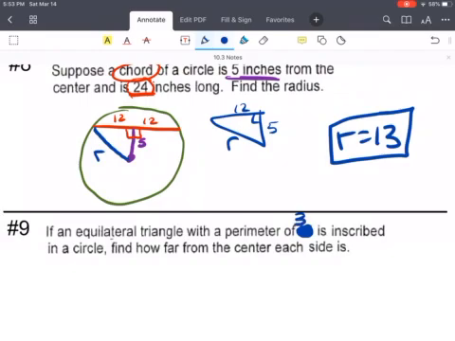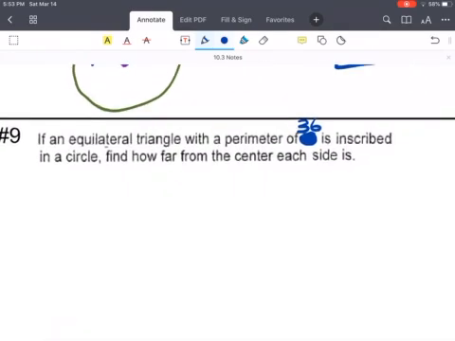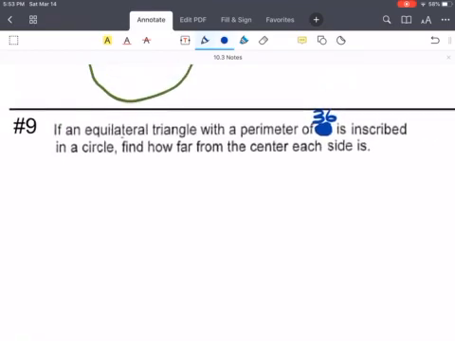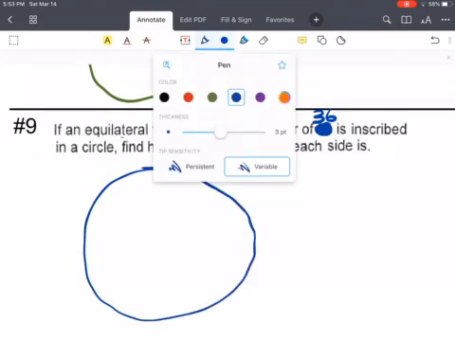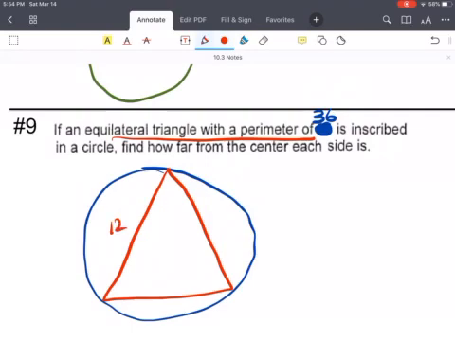We're going to change number 9. If the perimeter of the equilateral triangle is 36, first off, we're going to draw a circle, and we're going to put the equilateral triangle inside of the circle. And that would mean that all of the sides must be 12.